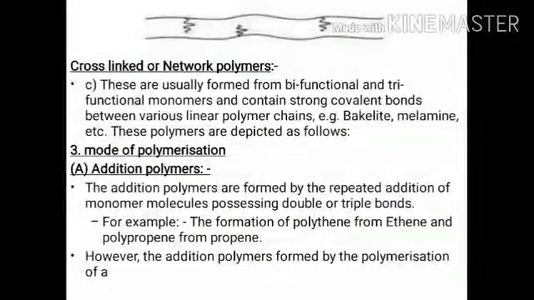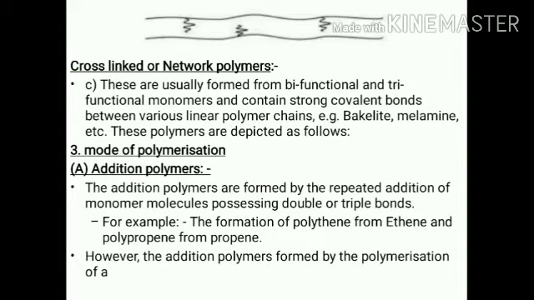Now the next topic is cross-linked polymer. In the cross-linked polymer, all the monomer units are combined together in a network form. So in the network form, density increases and they form strong covalent bonds between the various linear polymer chains, like Bakelite and melamine. Bakelite and melamine are common examples of cross-linked polymer and network polymer. All the monomer units are combined together by single covalent bonds.